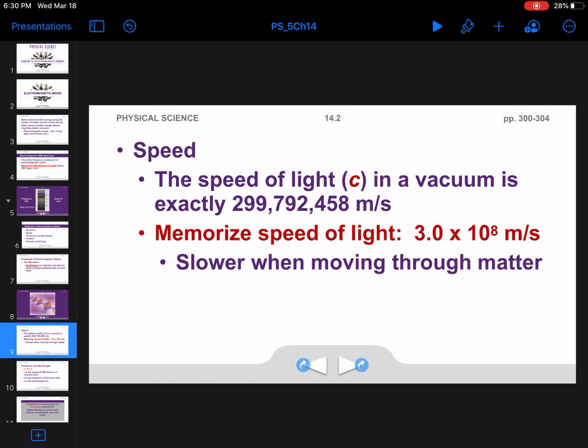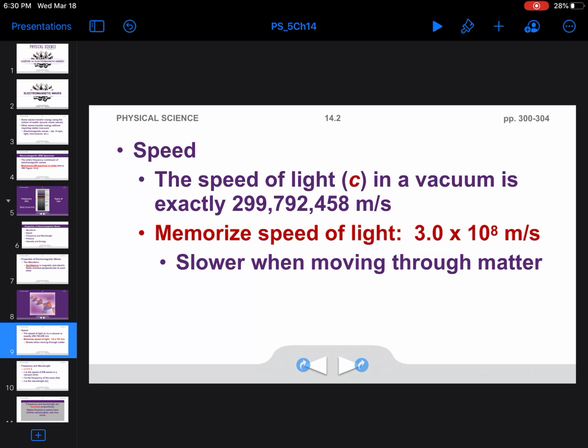Speed is also a very important aspect of electromagnetic waves. They are very fast. As you see, the speed of light, represented by the variable c, in a vacuum is exactly 299,792,458 meters per second. And do keep in mind that this is a vacuum, so there is no matter to slow it down.